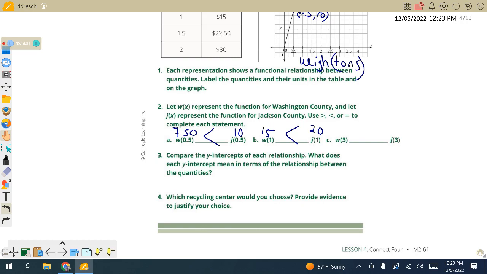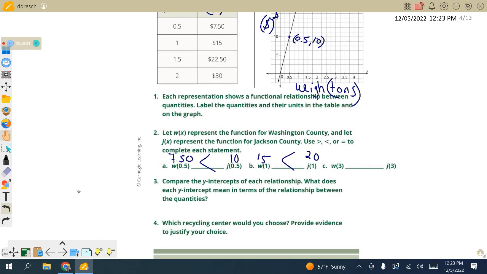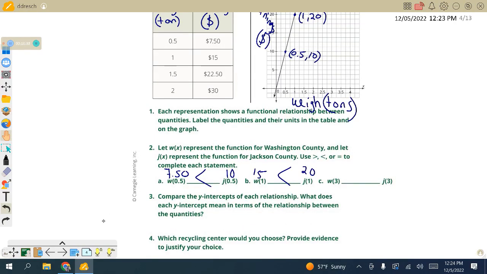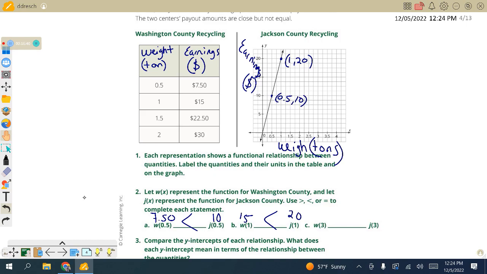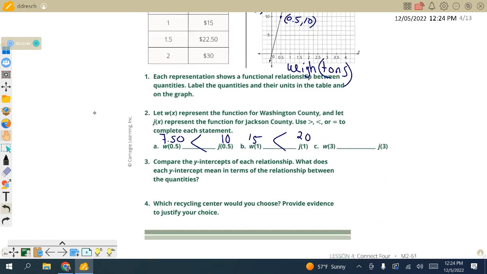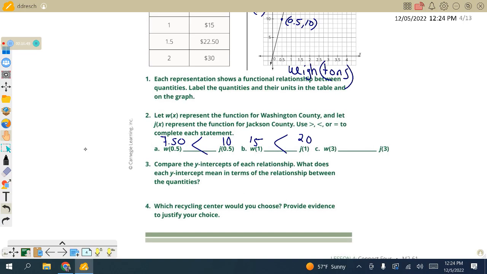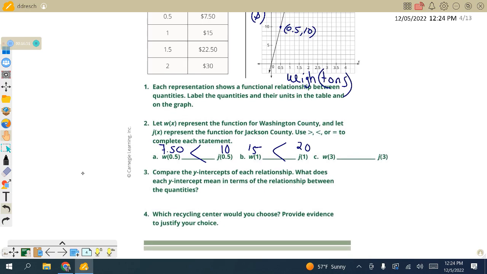All right, how about 3 tons? Crap, I can't look at my table now, can I? Well, that sucks. Can I look at my equation anymore? Or sorry, not my equation, my graph anymore? That sucks too. So if I had that equation, we could do things. So let's go find that equation now, okay?